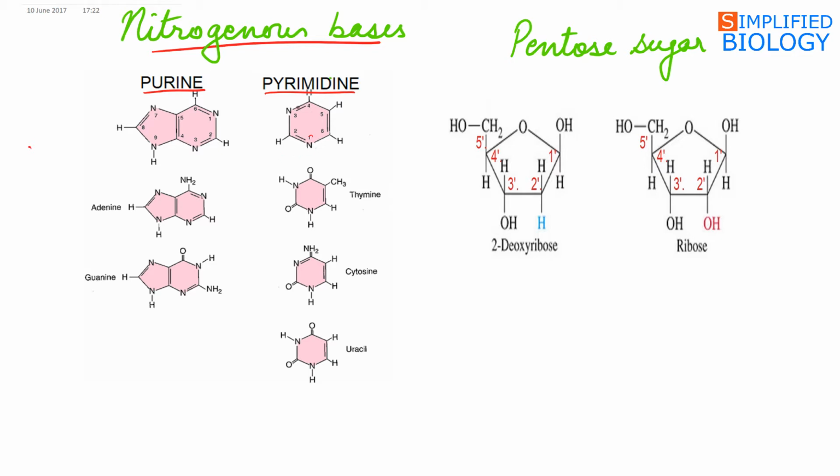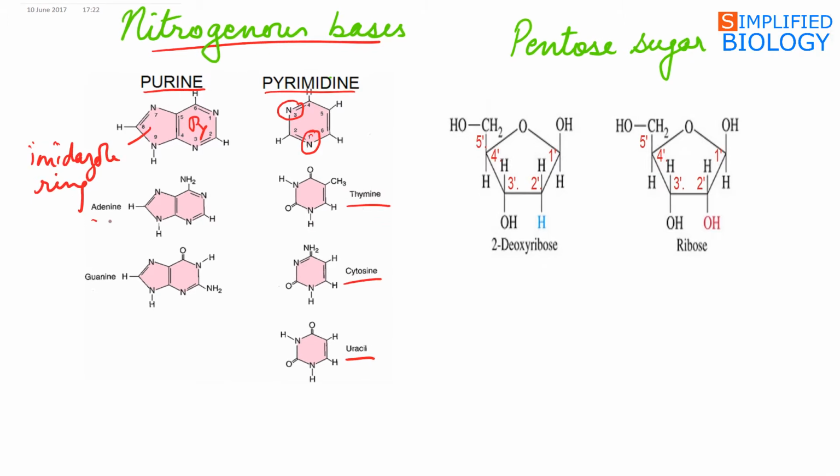In this, of the 6 carbon atoms, 2 are replaced by nitrogen atoms. Pyrimidines are of 3 types, thymine, cytosine and uracil. Purine is heterocyclic and is formed by the fusion of the pyrimidine ring with an imidazole ring. And purines are of 2 types, adenine and guanine.